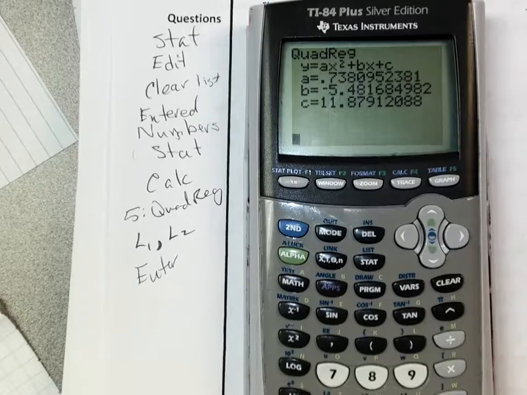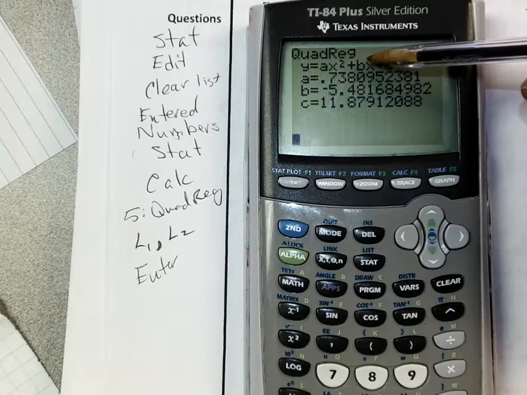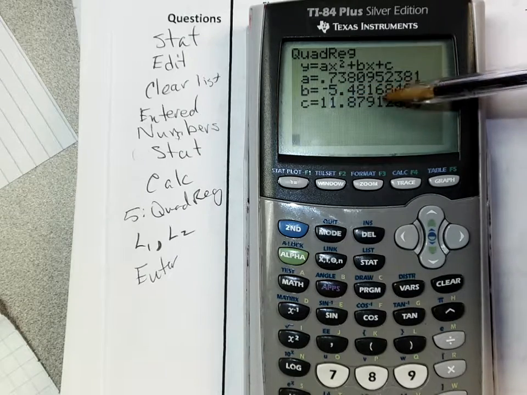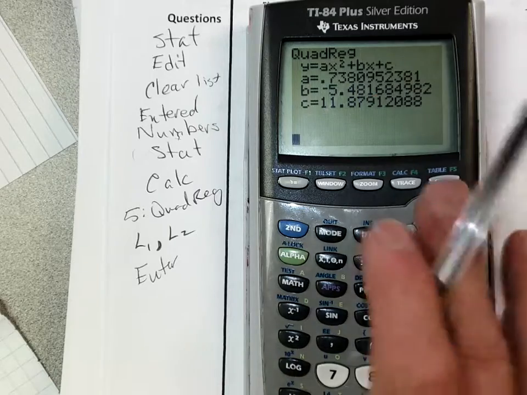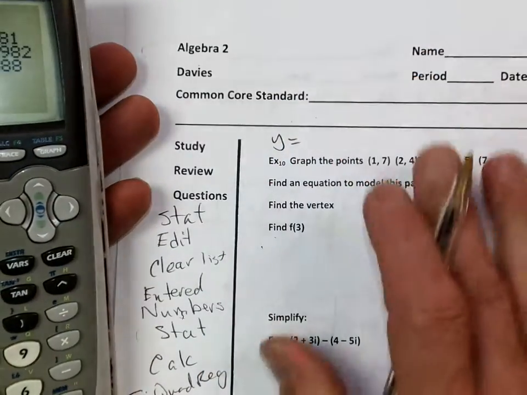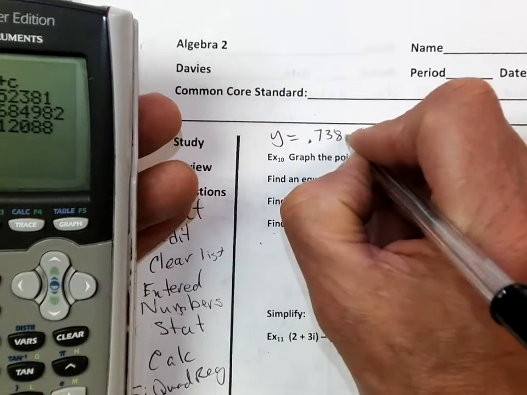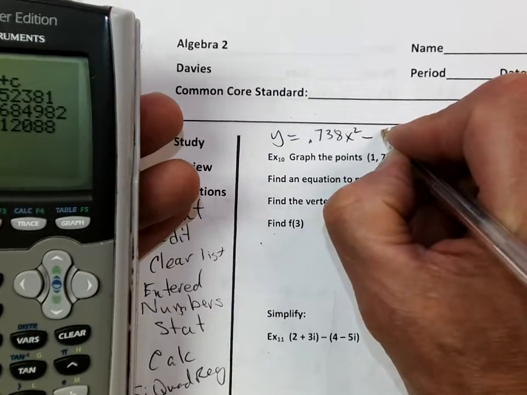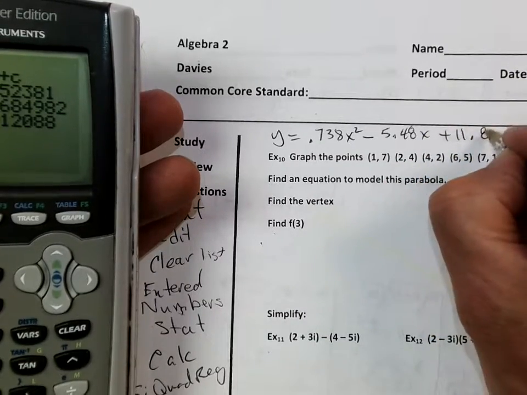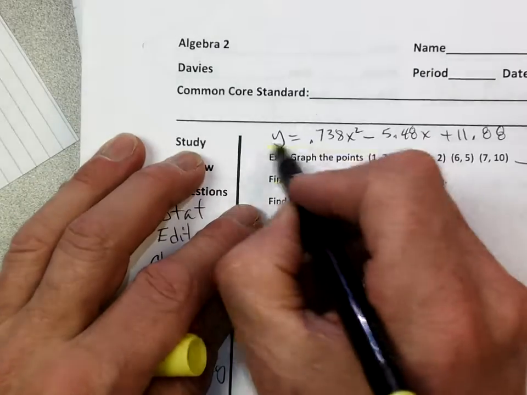Enter. Now it tells me the form: ax squared plus bx plus c. A is 0.738, b is negative 5.48, and c is 11.879, or maybe make it 11.88. So here's what I'm writing. My equation is y equals 0.738x squared minus 5.48x plus 11.88. I'm going to highlight that because that is the equation to model these points.